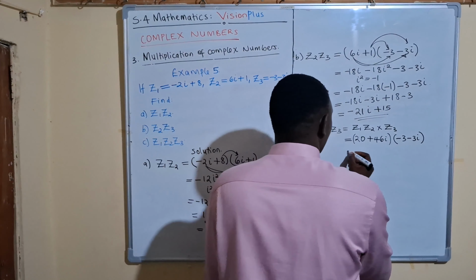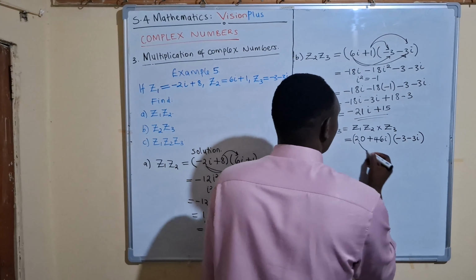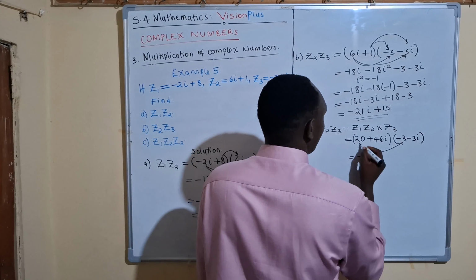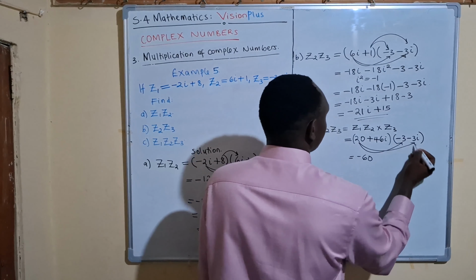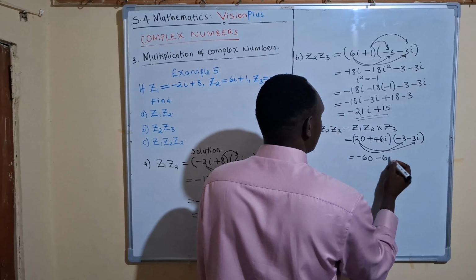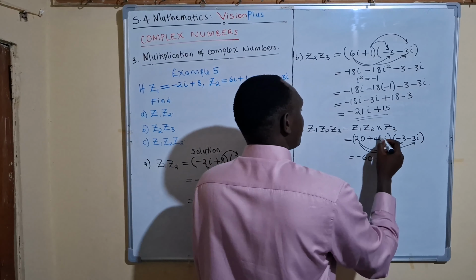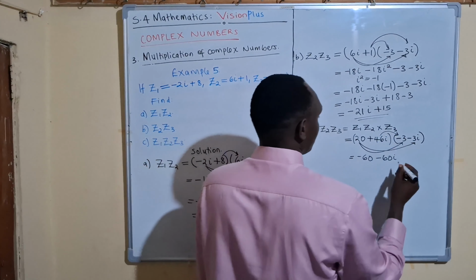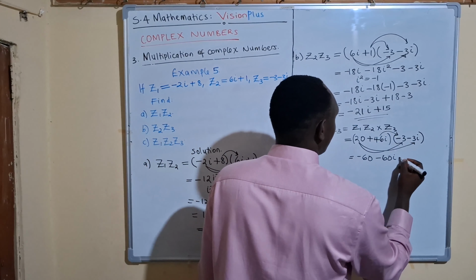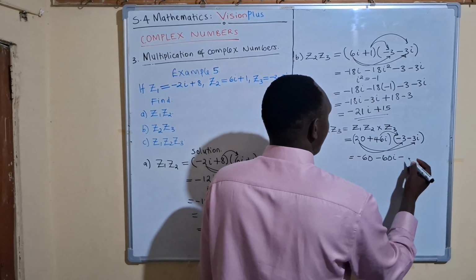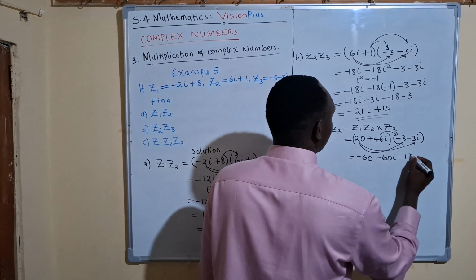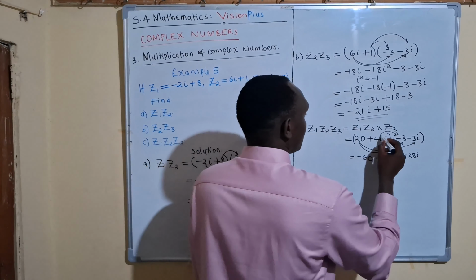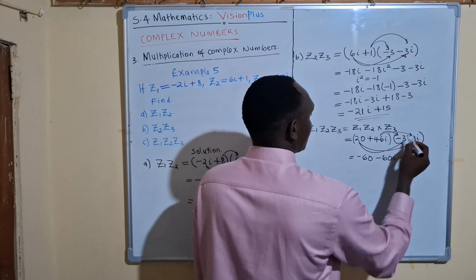So when we continue here, we just follow the same rules. 20 times negative 3, that is negative 60. Again, 20 times negative 3i, that is negative 60i. Then you come to 46i. 46i times negative 3 is going to give us negative 138i. And then again, 46i times negative 3i.